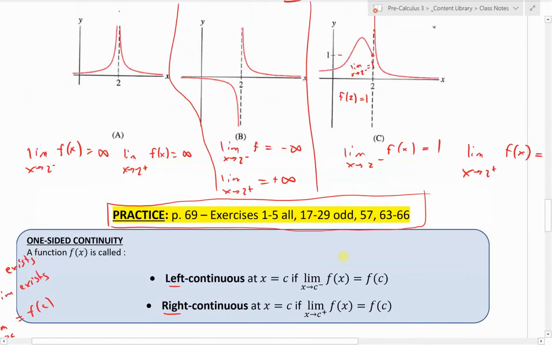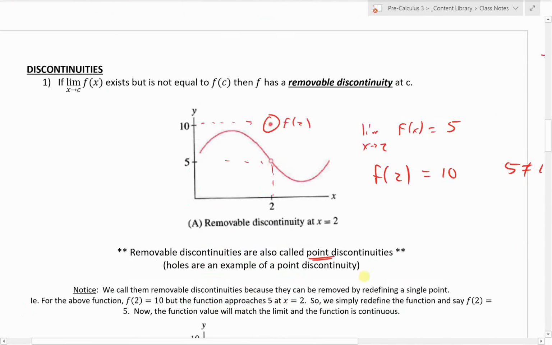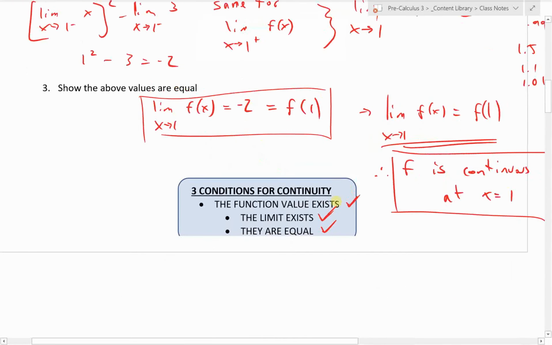To be continuous is to say that the function value exists, the limit at that point exists, and that those two are equal to each other. So if those three things are true, then the function is continuous. The converse of that would be that if the function is continuous, then these three things have to be true.